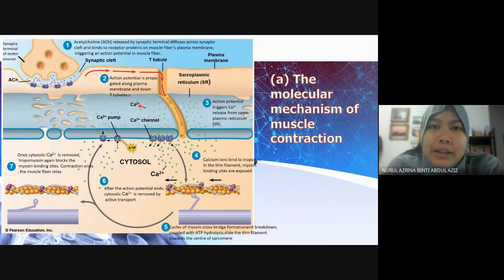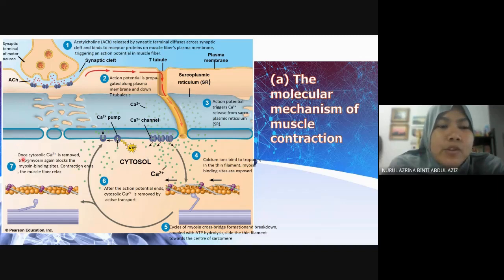the sarcoplasmic reticulum. So as the action potential spreads from the T-tubule to the sarcoplasmic reticulum, it triggers the release of calcium ion from the sarcoplasmic reticulum, right. Pergi mana ni calcium ion ni semua? Pergi masuk ke dalam cytosol of our muscle fiber ni, myofibril. Okay, masuk ke sini. Okay, so next, what happened to the calcium ion just now?